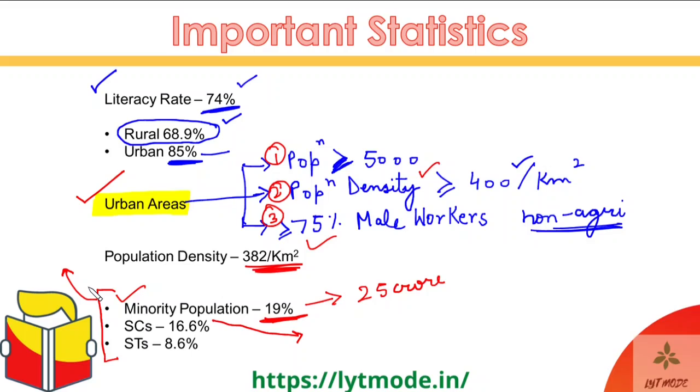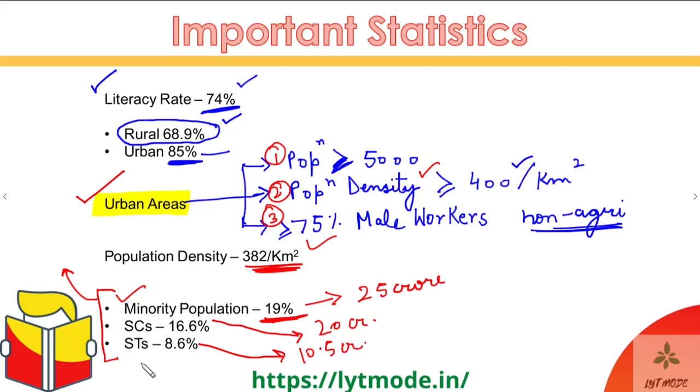The basic figures, at least you need to know of them. So the SC population is 16.6%. That is nearly 20 crore people, almost 20 crore you can say. And the ST population is 8.6%, which is almost 10.5 crores.